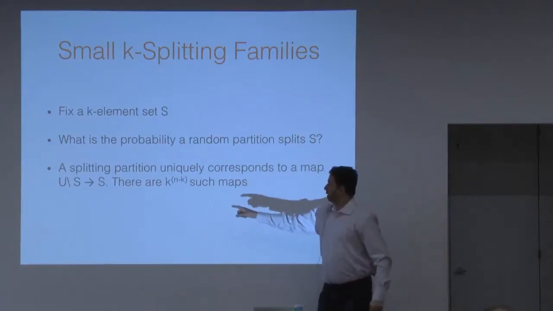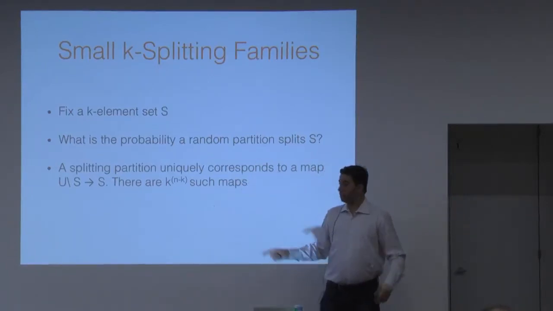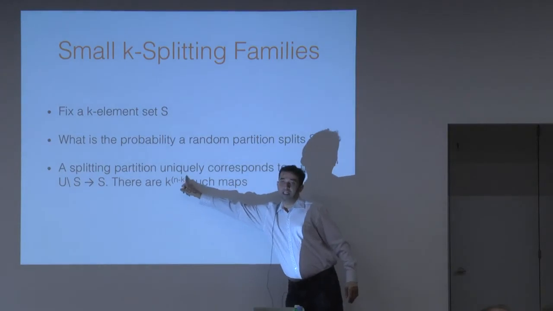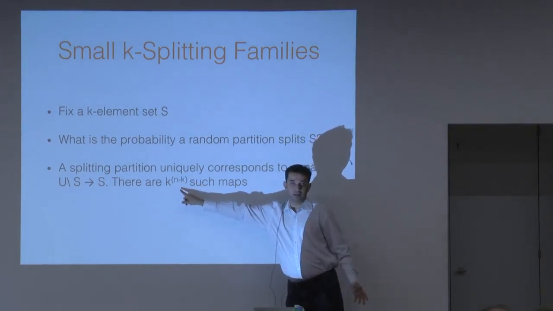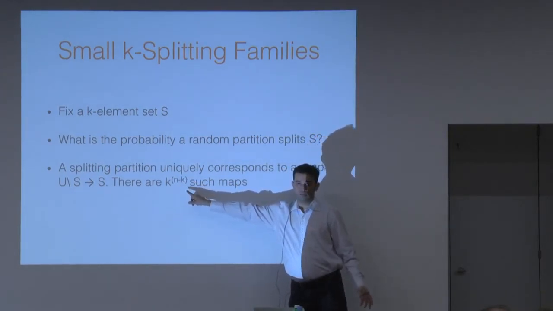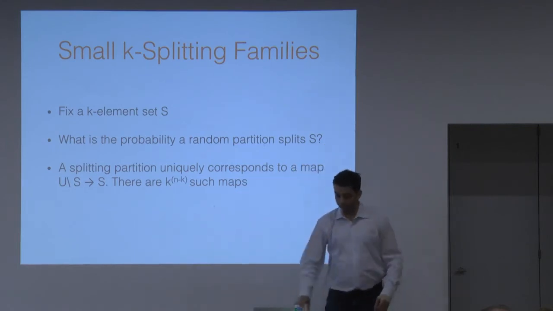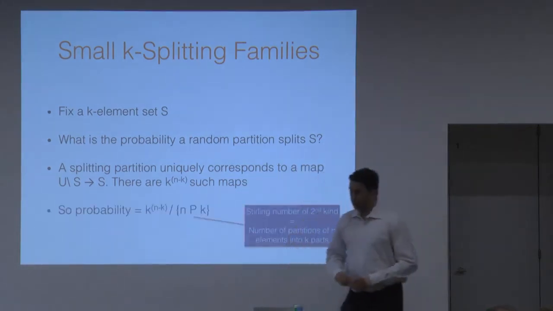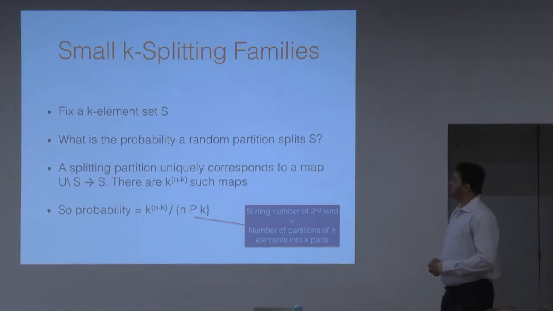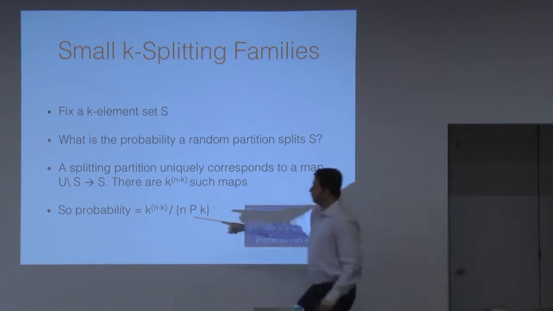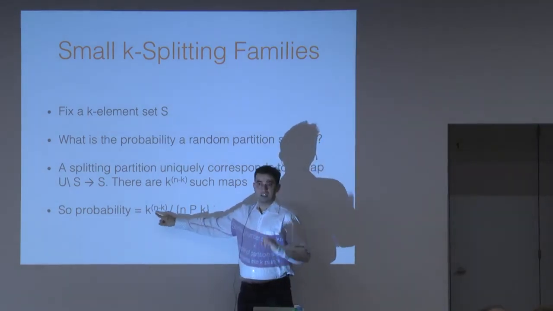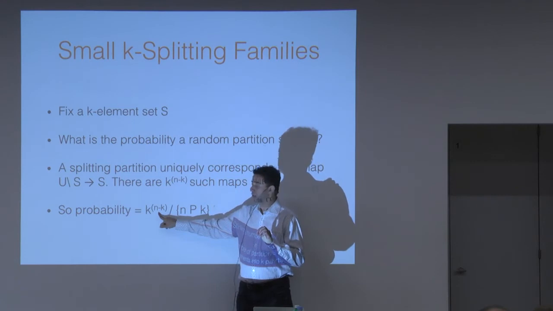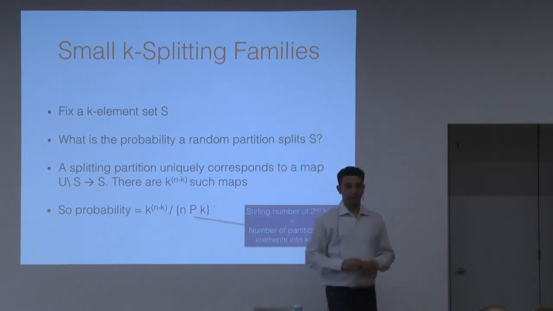How many possible things are there? Well, there are k to the n minus k such maps, because there are n minus k elements, and each element can be mapped to k possible outputs. So the probability that this particular set S is split by a random partition is essentially the number of partitions that split this set, divided by the total number of partitions.